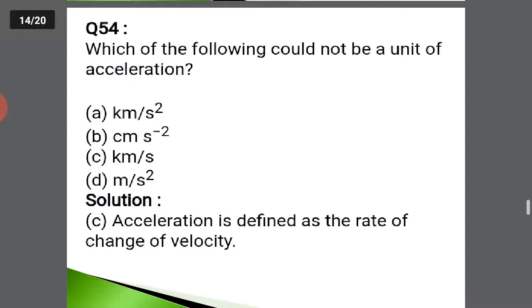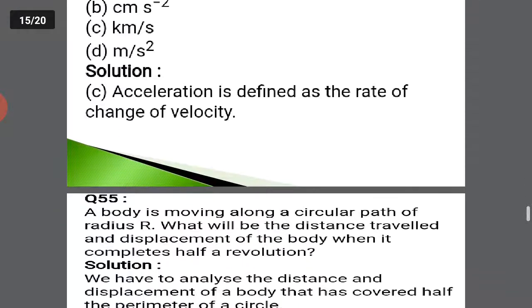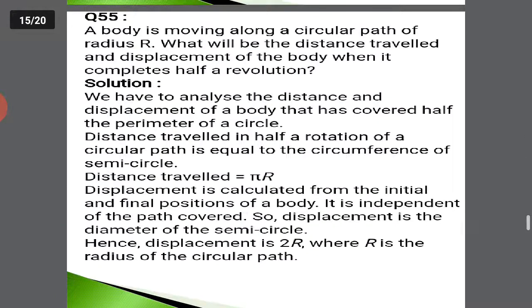Next is, which of the following would not be the unit of acceleration? It can be kilometer per second square, centimeter per second square, kilometer per second. Definitely it cannot be kilometer per second, because acceleration is meter per second square or kilometer per second square. Okay, rate of change of velocity. Next question.